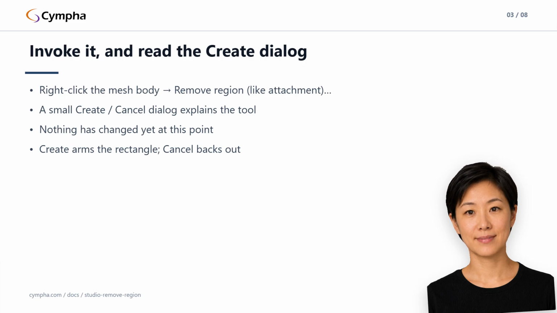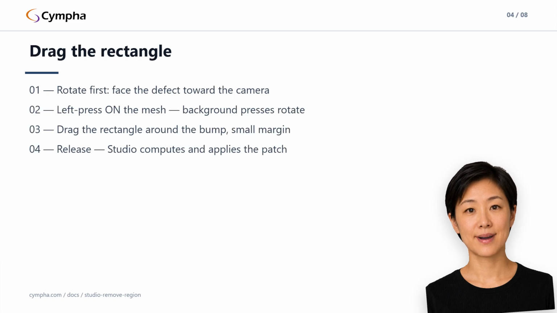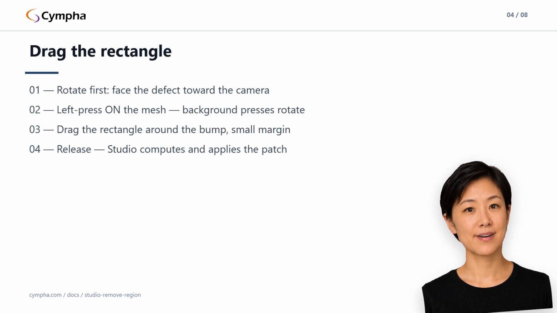With the tool armed, the cursor is in rectangle selection mode. Before you drag, rotate the view so the side with the defect faces the camera. The tool operates on the surface in front of you, not on geometry hidden behind it, and this framing step is most of the skill.